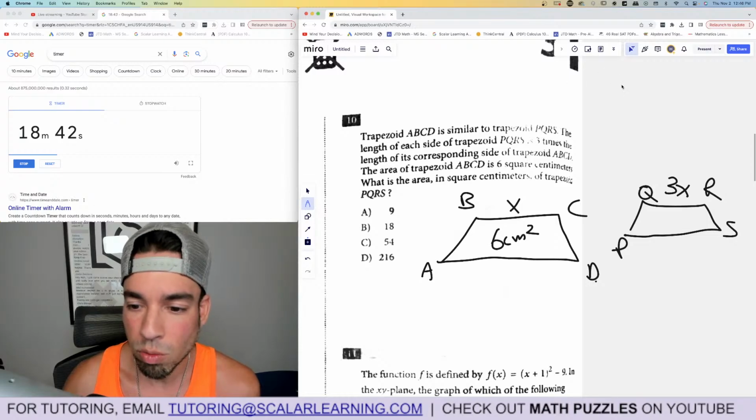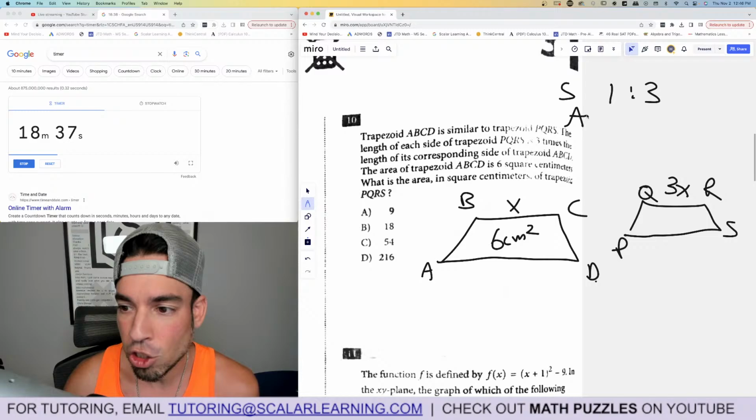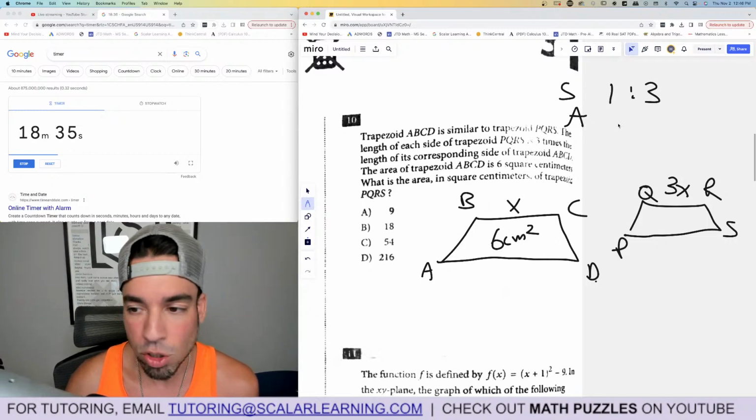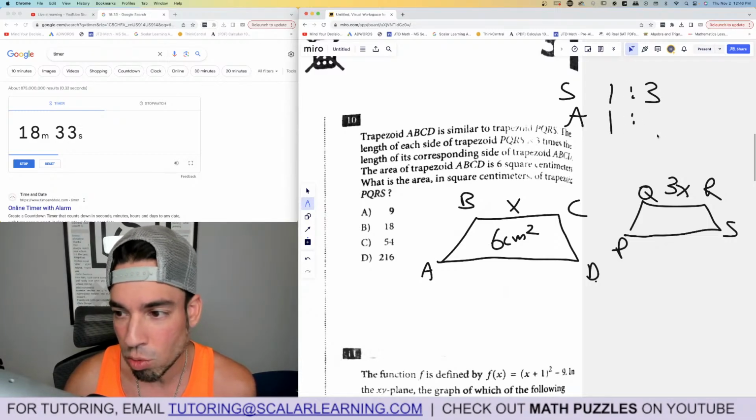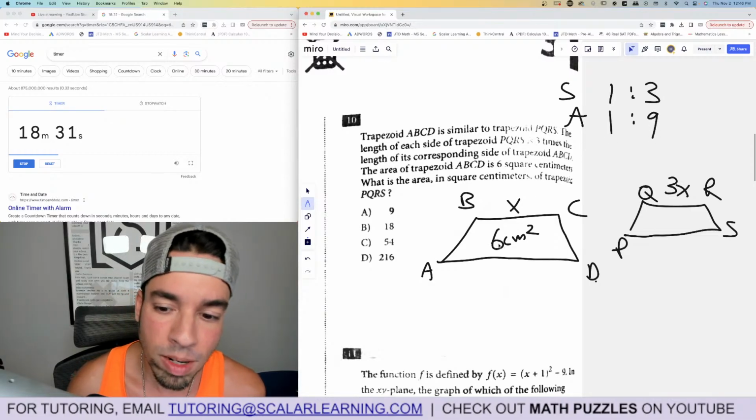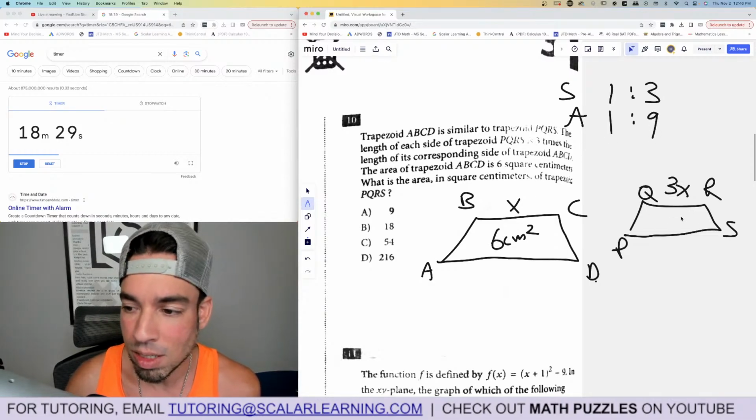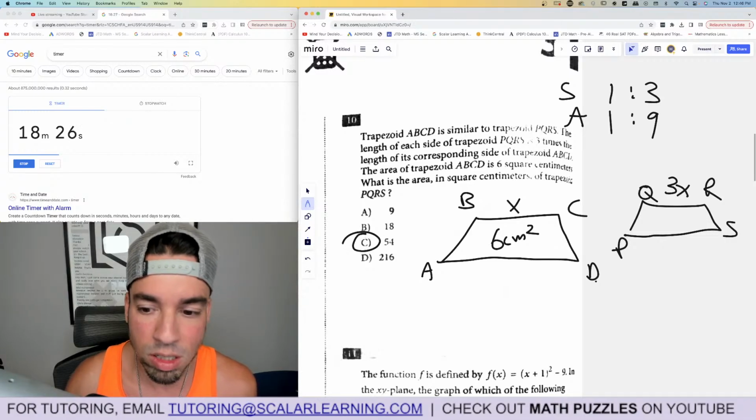If you know the ratio of the side lengths is 1 to 3, then the ratio of the areas is those values squared. So 1 squared is 1, 3 squared is 9, okay? So if I know this is 6, this is going to be 9 times 6, which is 54. C is the winner, boom, done.